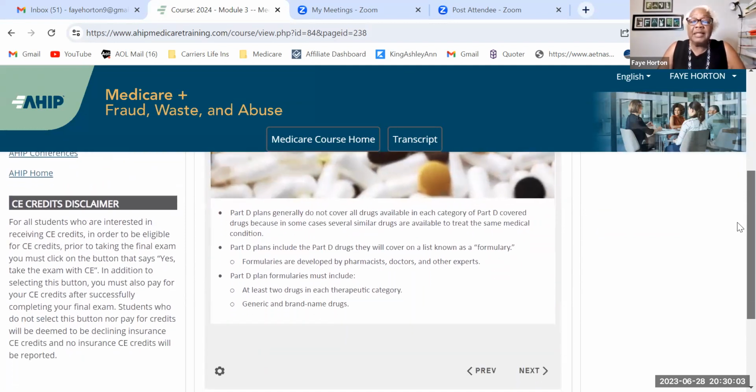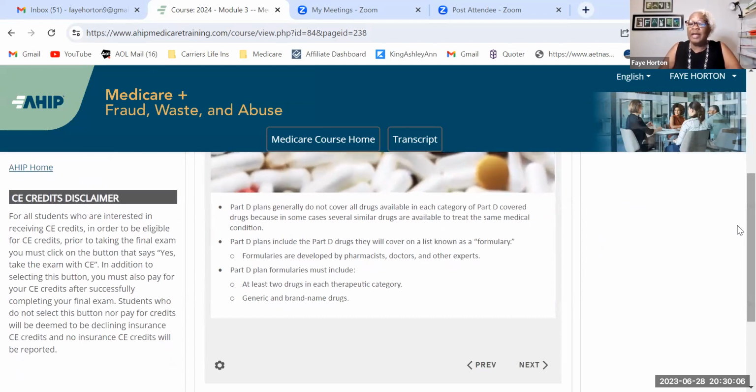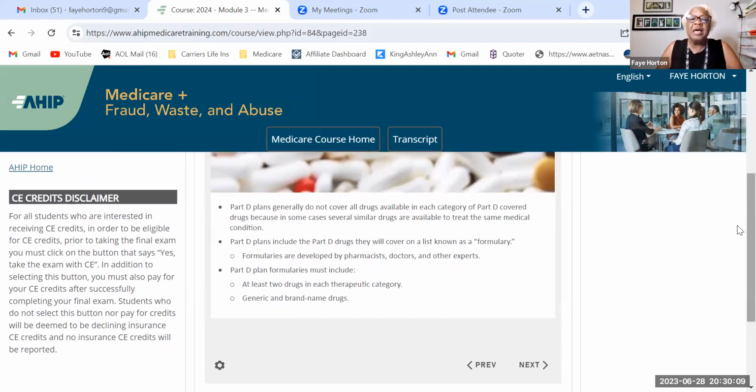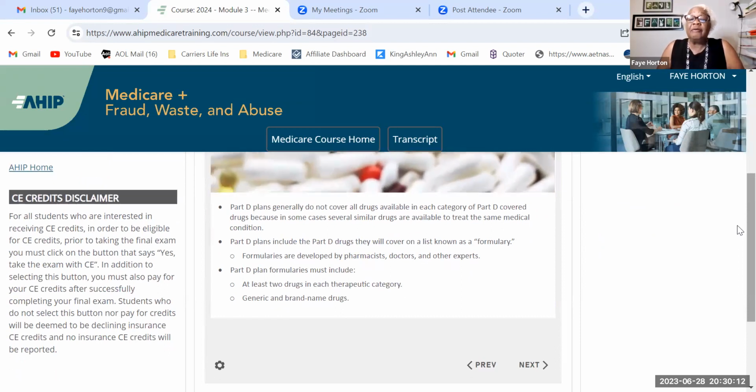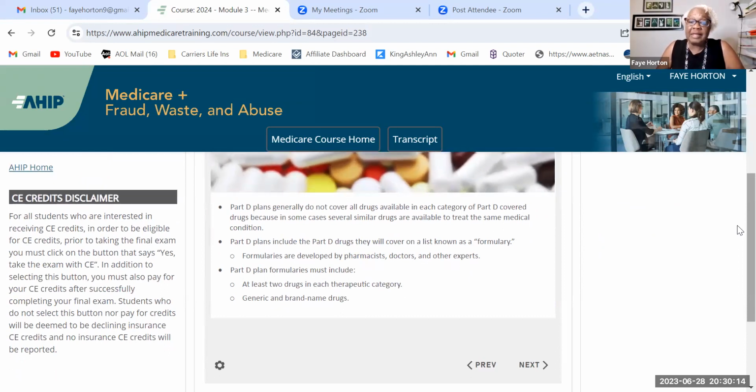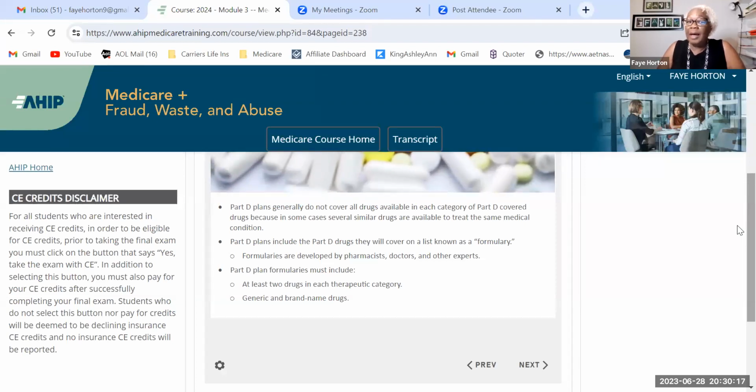Formularies. Part D plans generally do not cover all drugs available in every category of Part D covered drugs, because in some cases, several similar drugs are available to treat the same medical condition. I am told that there are thousands of blood pressure treating medications, but you will find that the medical practices generally use certain ones for certain types of high blood pressure issues. And those are probably the ones that the provider has found to be most effective.